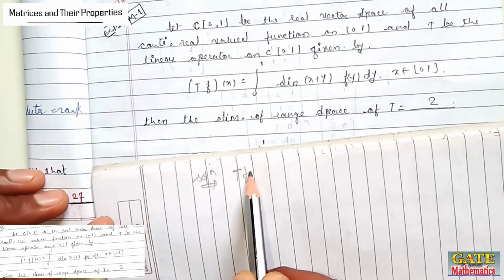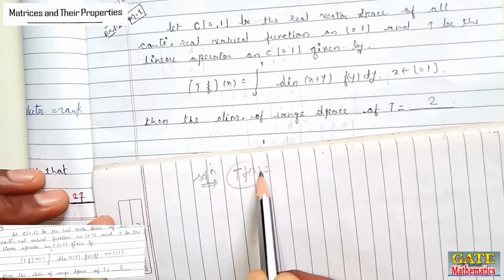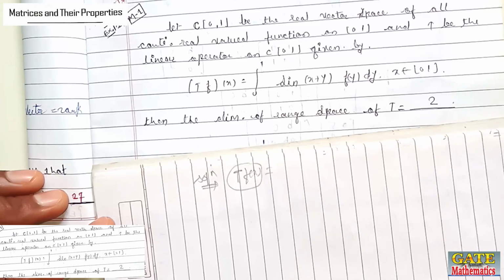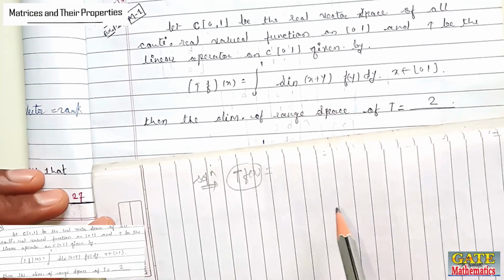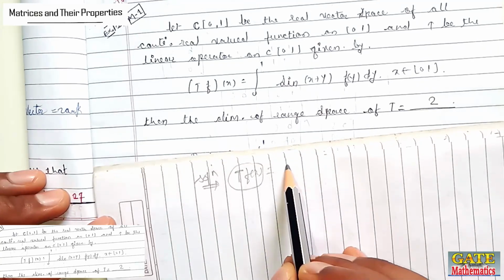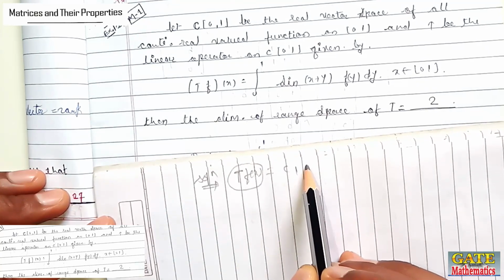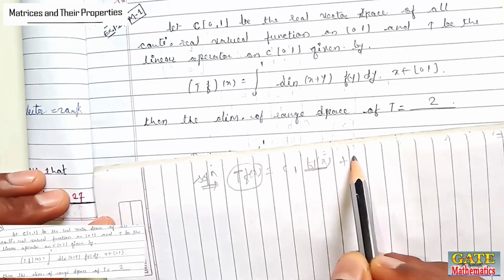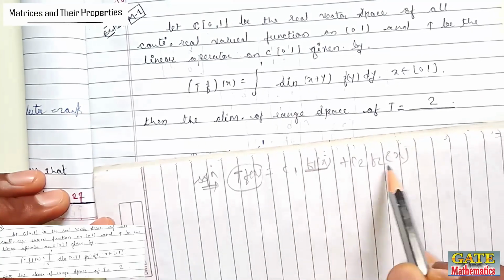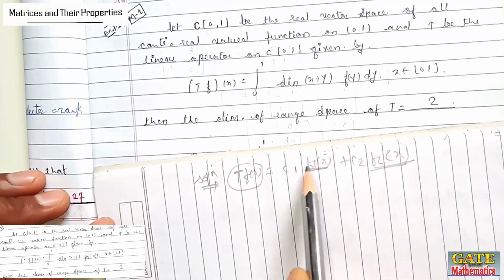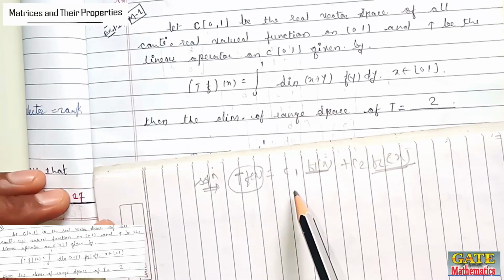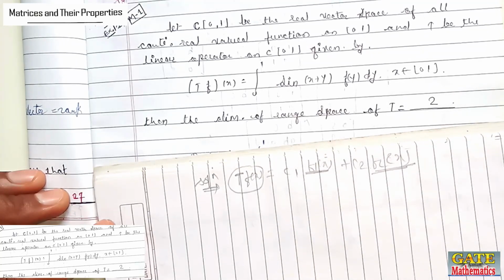I'm explaining the general case of how we get the solution for a Fredholm type of integral equation. We can write it as c1 f1 of x plus c2 f2 of x. This is the type of solution which we will get from our Fredholm type of integral equation. Now let me explain how we get it.